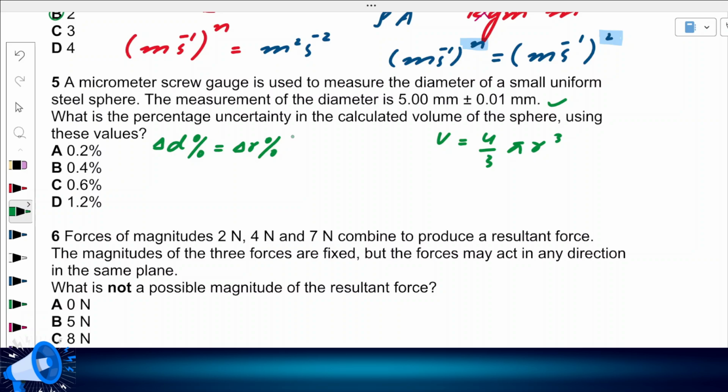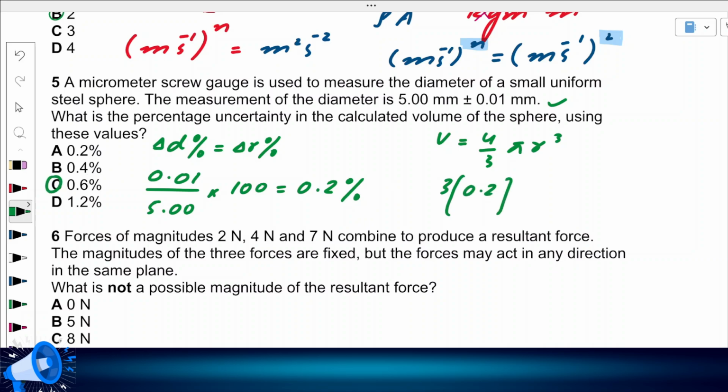Now, what is the percentage uncertainty in diameter? 0.01 divided by 5, into 100. So the answer would be 0.2%. This is the percentage uncertainty in diameter and also in radius, since the percentage is the same. Now you multiply this by 3, so you get 0.6%. We don't even need a calculator for this one.